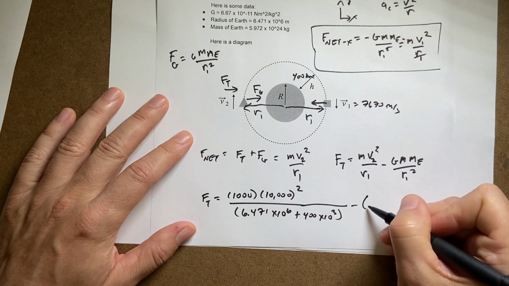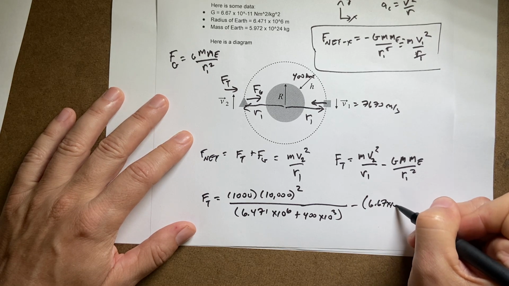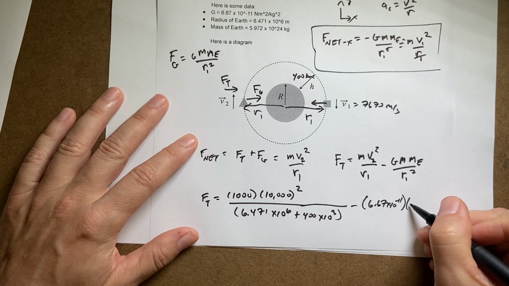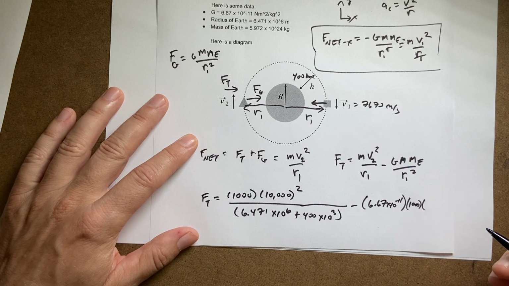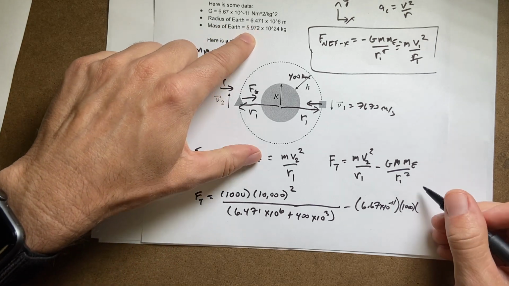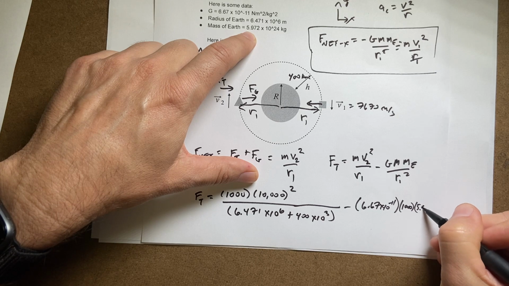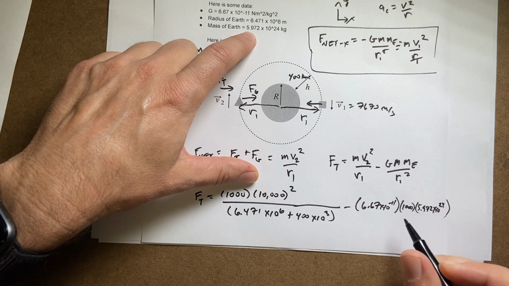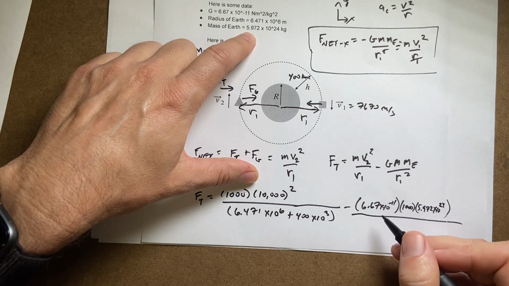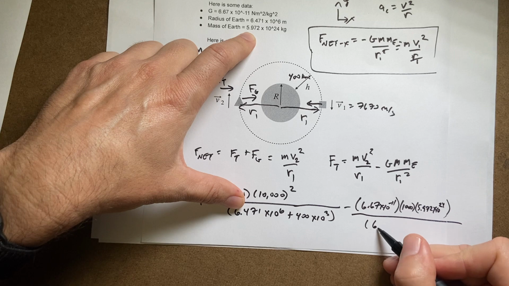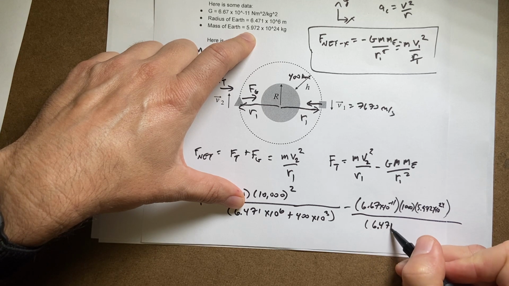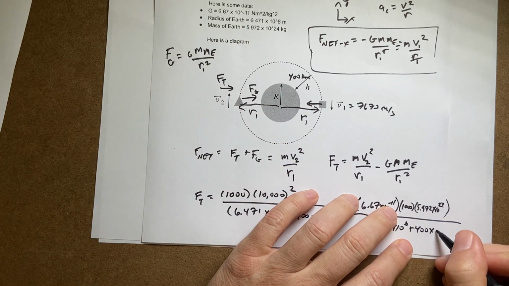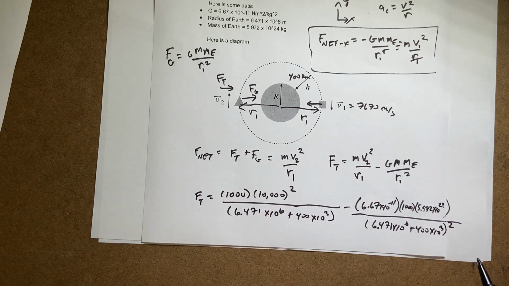Minus G, which is 6.67 times 10 to the negative 11th. I'm afraid I'm going to run out of room. 1,000. The mass of the Earth is 5.972 times 10 to the 24th. And then I need to divide by this same thing down here, 6.471 times 10 to the 6th plus 400 times 10 to the 3rd, all of that squared.